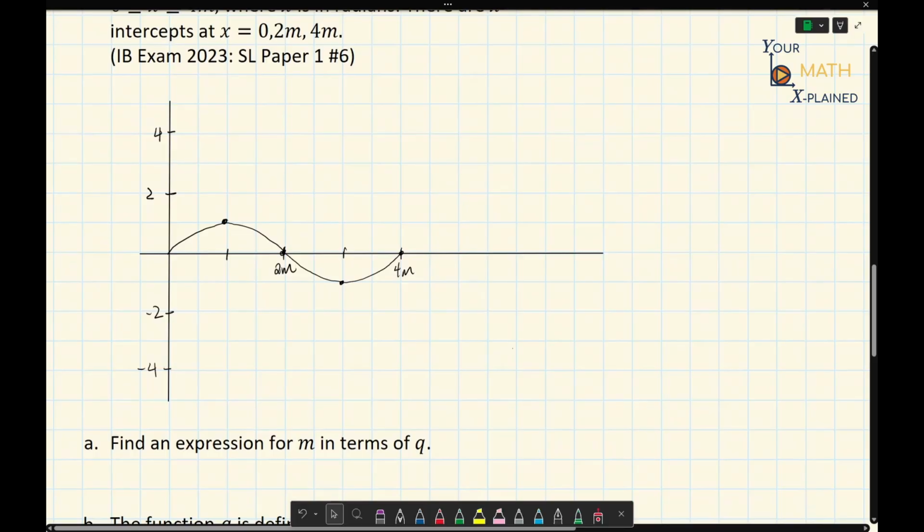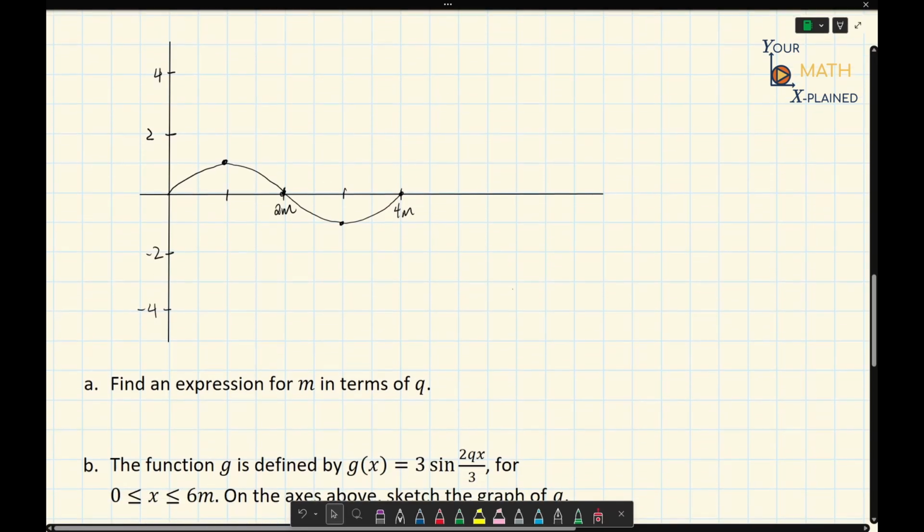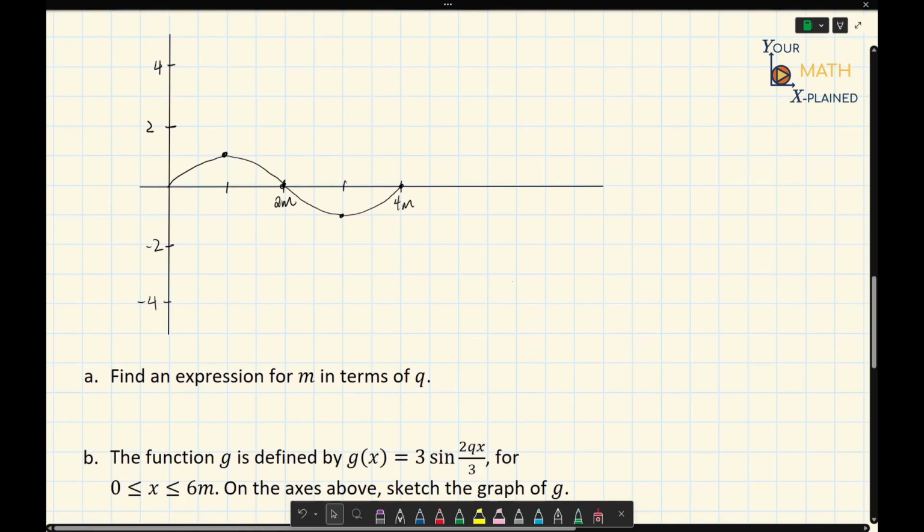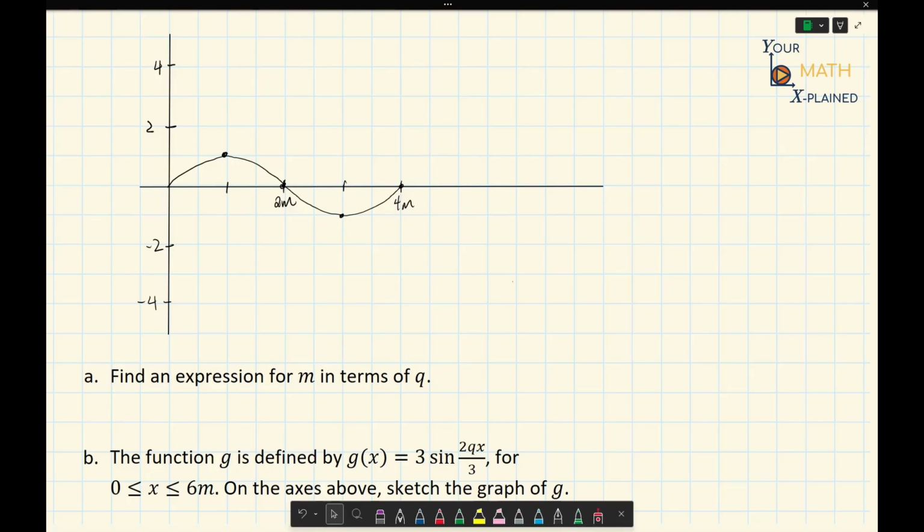Now, part 1 of the question asks us to find an expression for m in terms of q. So since we know that one full cycle is 4m, or in other words, the period of this function is 4m, we can use that to relate our m and q.